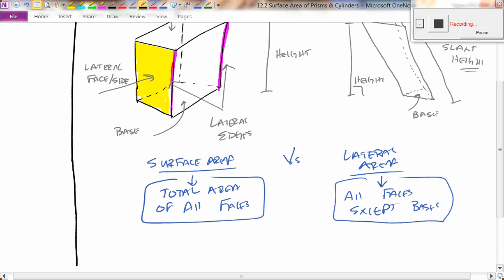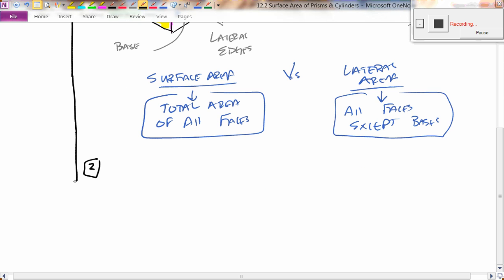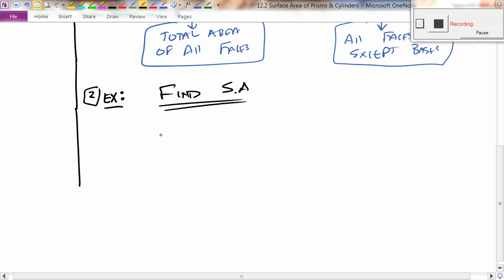Okay, next, let's do a little quick example. Let's draw yourself a right prism, and we're going to find the surface area, find SA. We're going to find it sort of instinctively. Then we're going to take a look at a formula that can do it for us. So, finding a surface area. Here's my prism.